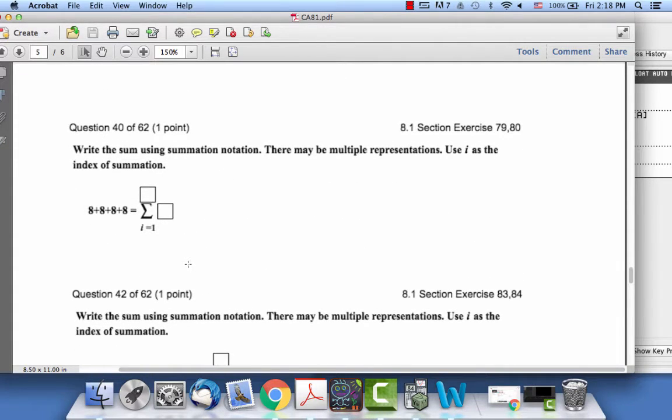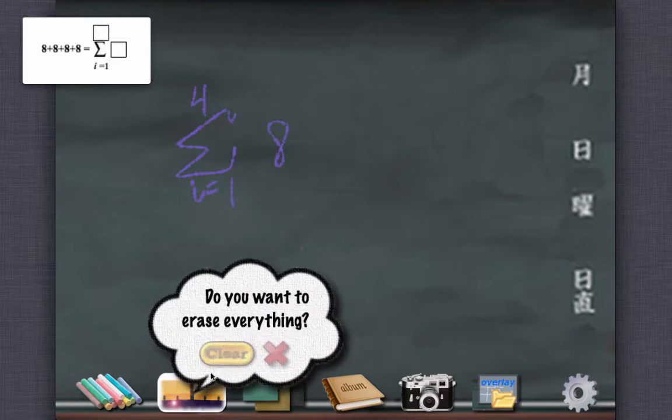Okay, so this one we want to kind of break this apart. I've got i equals 1 to the upper limit, which is given to me. I have 1, 2, 3, 4 things, so I need 1, 2, 3, 4 things. So that would be a 4 right there. Each time I'm just adding 8. It does not depend on i at all, so I would just write 8.